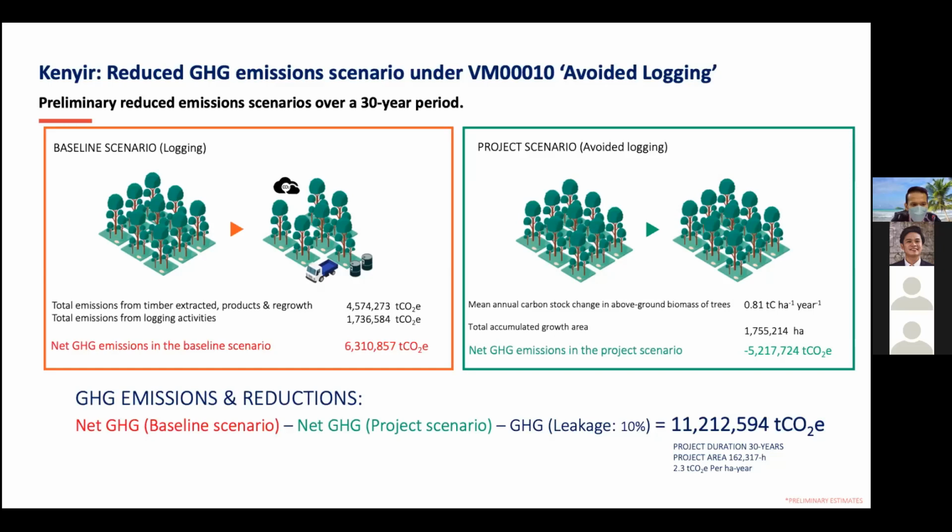Jadi yang ni, we will say, if you compare the project scenario dengan baseline scenario, this is how much carbon will not be released because we changed the management plan. Okay? So about 11.2 million tons of CO2 lah.